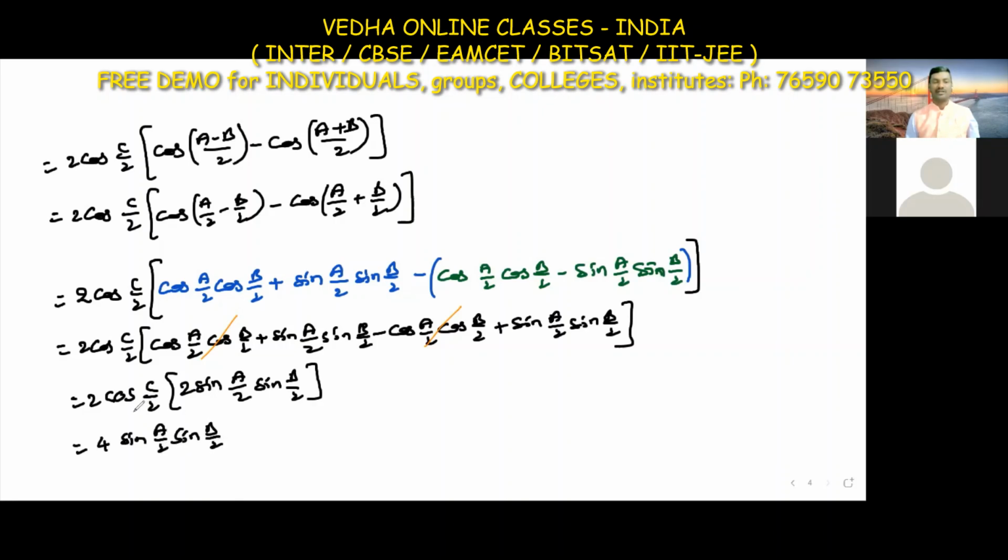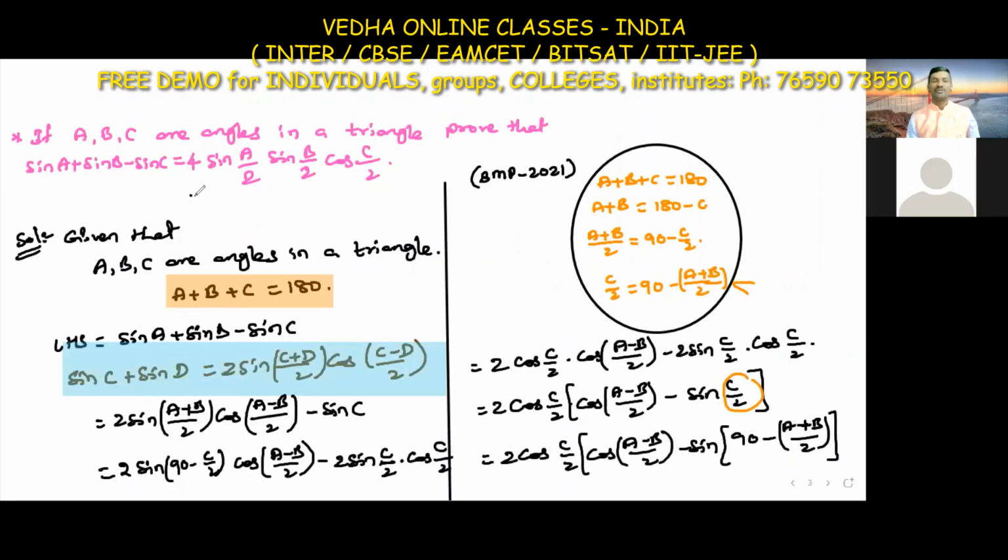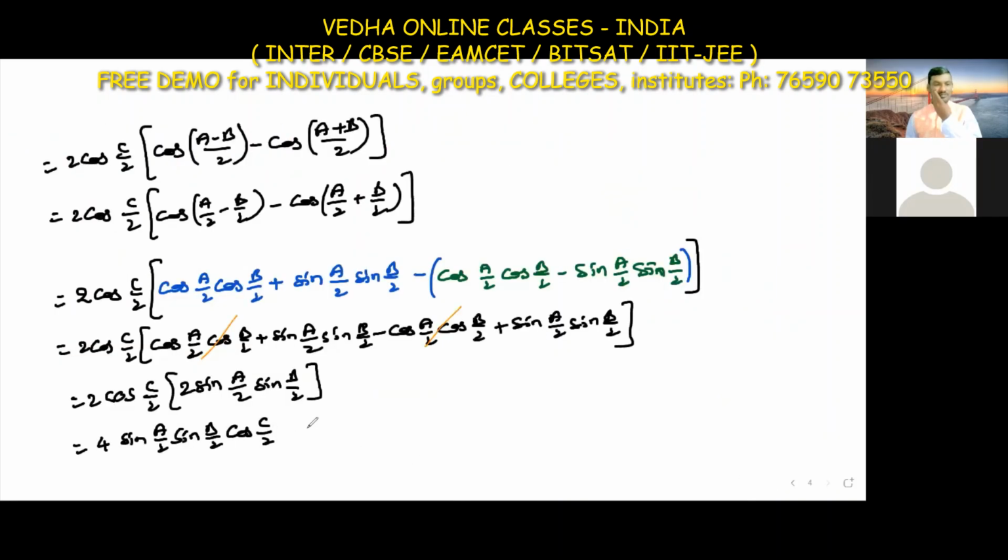Writing in the order A, B, C of the angles, and cos C by 2. What we have to prove here is 4 sin A by 2 sin B by 2 cos C by 2 only. Check the answer here: 4 sin A by 2 sin B by 2 cos C by 2. This is the required RHS. Therefore LHS equals RHS. Hence, what is proved here?